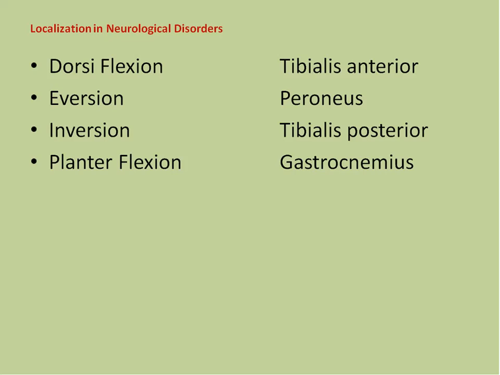However, if the same patient cannot do eversion, meaning the patient cannot turn the foot or move the foot towards the lateral side, but can do inversion and plantar flexion, then 2 muscles are involved, tibialis anterior and peroneus. Peroneus is supplied by the superficial peroneal nerve, so there's a lesion in the common peroneal nerve. The common peroneal nerve divides into superficial and deep peroneal nerves. Superficial is peroneus, deep is tibialis anterior. Both are gone. It means a lesion in the common peroneal nerve.